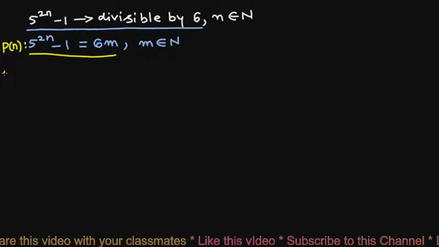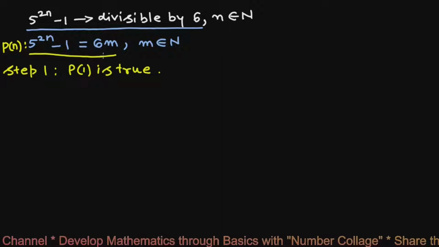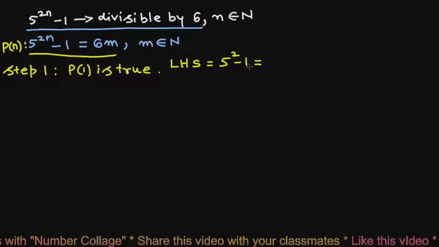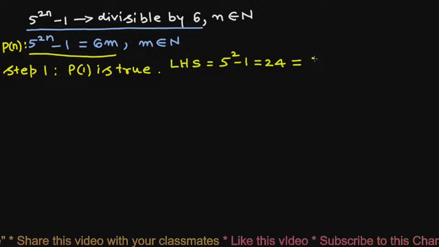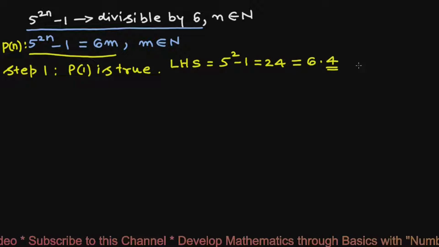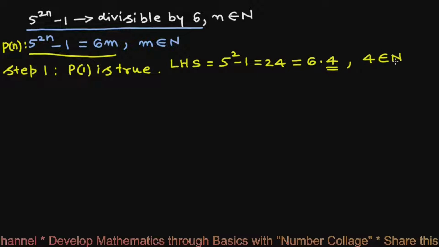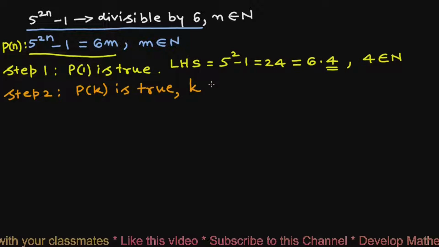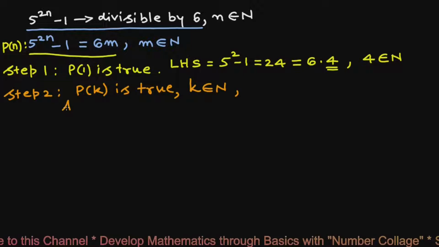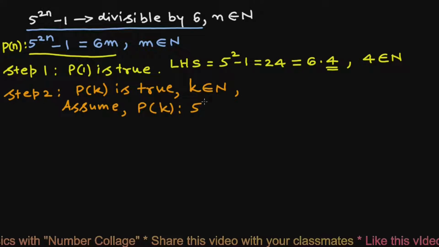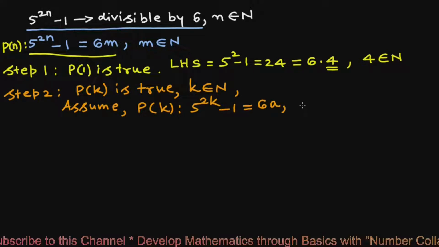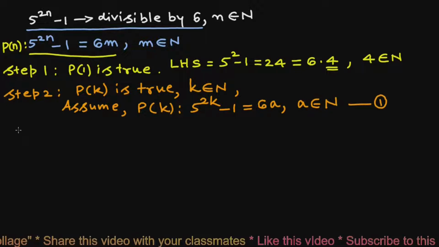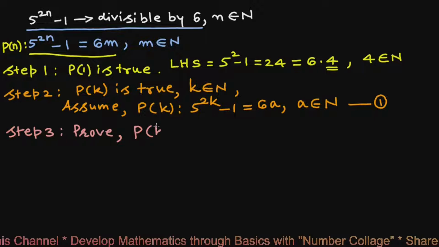Now in step 1 we will prove P1 is true. So left hand side will be 5 raised to 2 minus 1, 25 minus 1, 24, which can be written as 6 multiplied by 4, where 4 is a natural number. In step 2 we assume that Pk is true, where k is some natural number. So we assume Pk, which is 5 raised to 2k minus 1 equals 6a, where a is some natural number. We name this 1. In step 3 we have to prove Pk plus 1 is true.